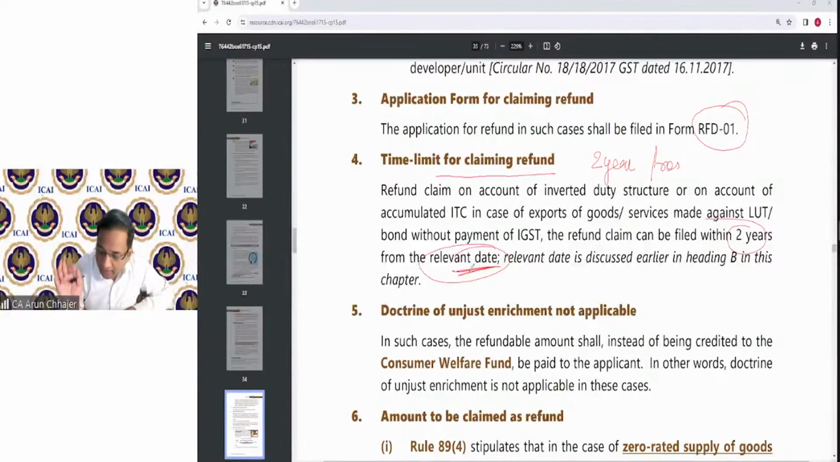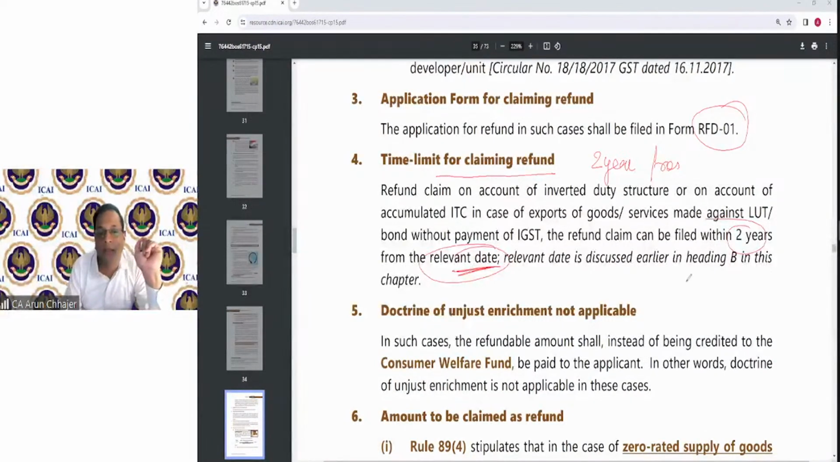Relevant dates are different in every case, like export of goods, when the goods leave India. Export of service, when you bring the realization. Inverted duty structure, it is linked to the GSTR-3B, then 2 years. Section 77, it is saying that when you pay the correct taxes. So in multiple scenarios, there is a different relevant date. But the time limit to file the refund application is 2 years. 2 years is linked to the relevant date always.